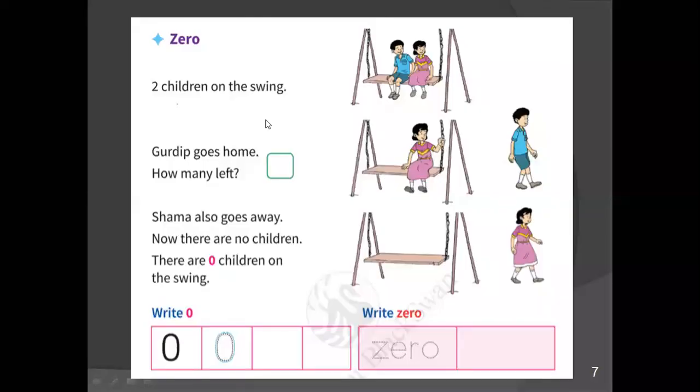We have seen number 1 to 9. You have to write in your textbook number 1 to 9. Okay. Now 0. Z-E-R-O is 0. Two children on the swing. See, you can see 2 children on the swing. Yes. Gurdeep goes home. How many left? See, this boy is going home. His name is Gurdeep. Who is sitting here? One girl is sitting. So what do we have to write? Only one girl is sitting, right? We have to write 1 here.